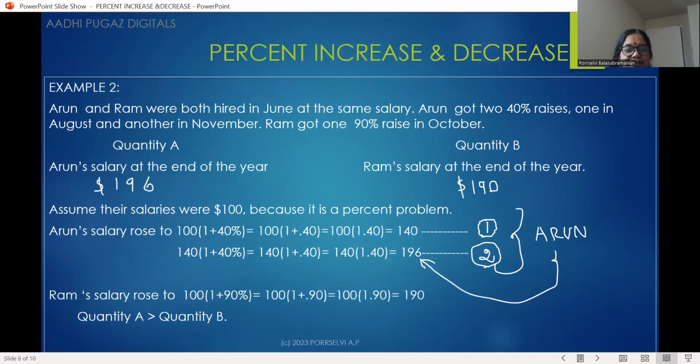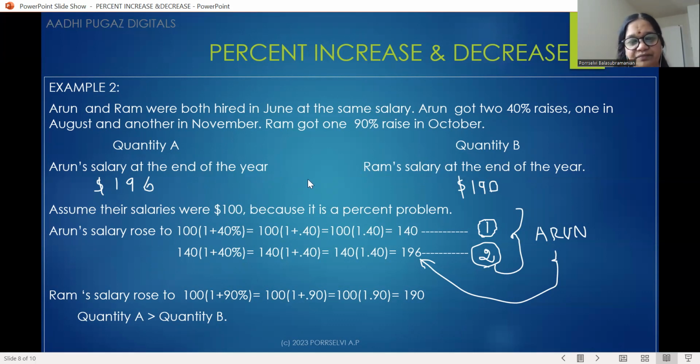Another example, we'll see. Arun and Ram were both hired in June at the same salary. Arun got two 20% raises, one in August and another in November. Ram got a 40% raise in October. So quantity A is Arun's salary at the end of the year, and quantity B is Ram's salary at the end of the year. So we need to calculate both of their salaries at the end of the year.